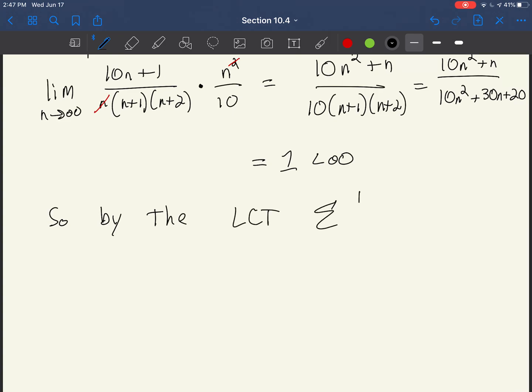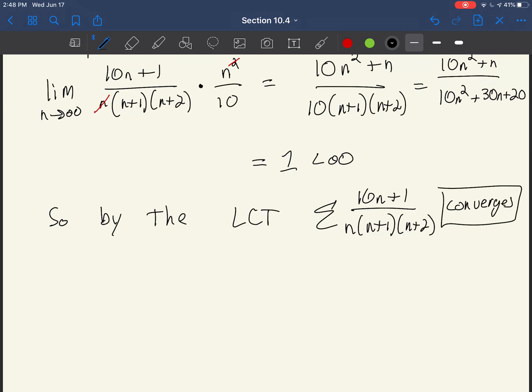So by the limit comparison test, our summation also converges.